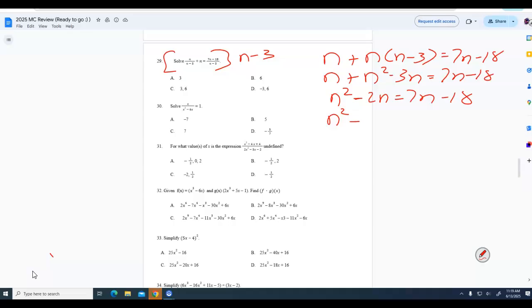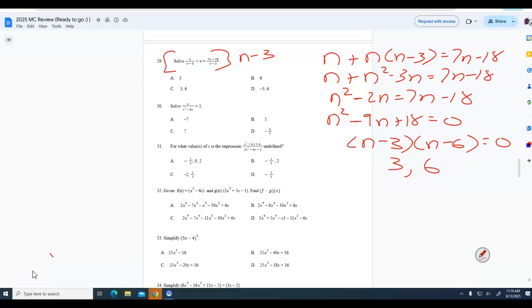We get everything equal to 0: n squared minus 9n plus 18 equals 0. And now I'm factoring. n minus 3, n minus 6. Now I cannot stress this enough. Your two answers are 3 and 6. You cannot have a 0 in the denominator.